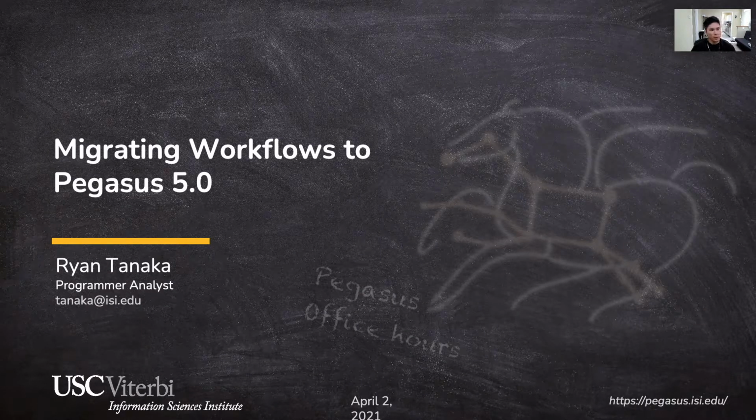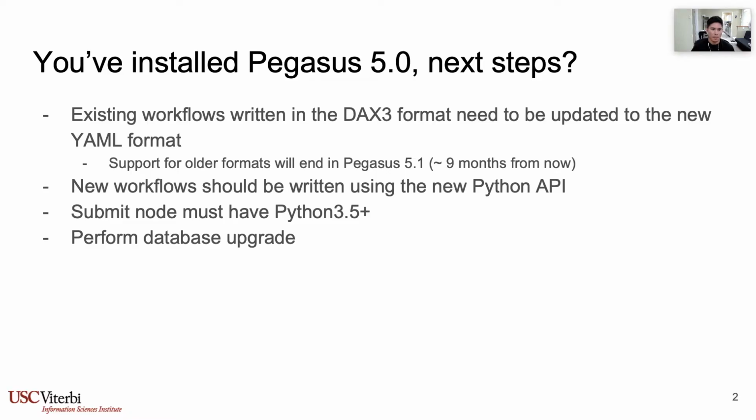Today we'll be going over migrating your workflows to Pegasus 5.0. So you've installed Pegasus 5.0, what are your next steps? Existing workflows written in the DAX3 format, which is our older format, need to be updated to use the new YAML format. Support for the older formats will end in Pegasus 5.1, which is going to be released in about 9 months from now, so early 2022.